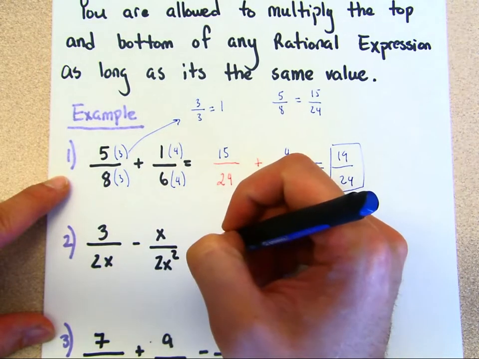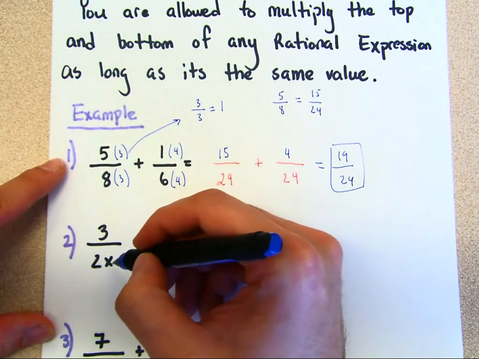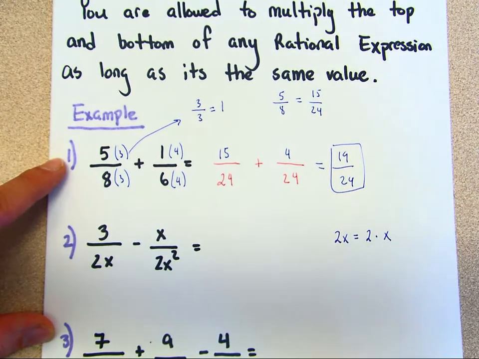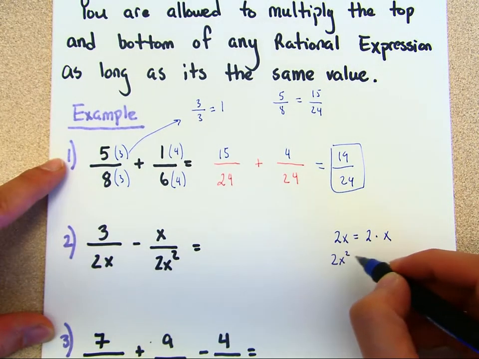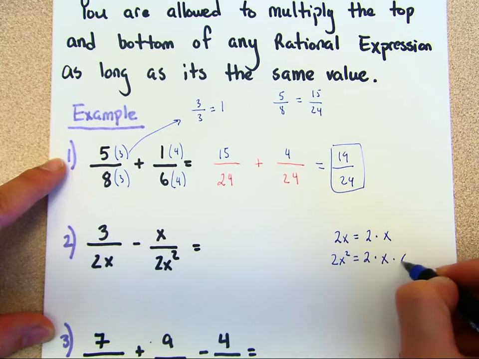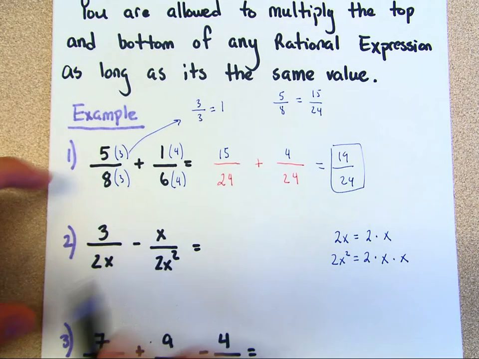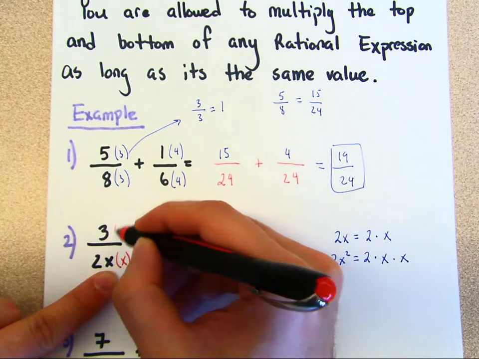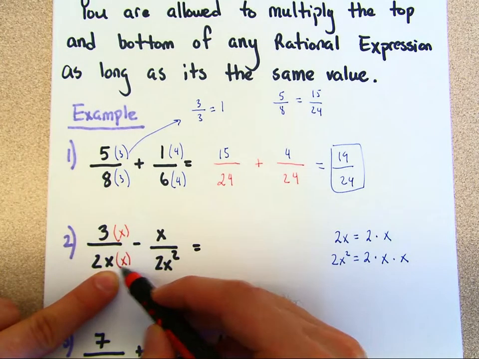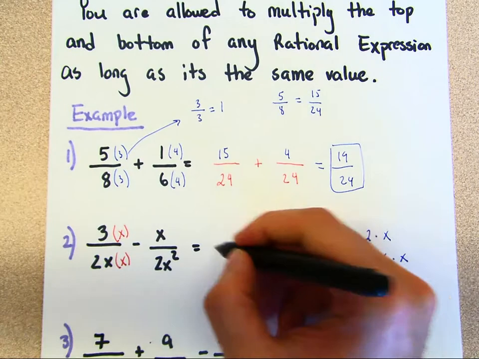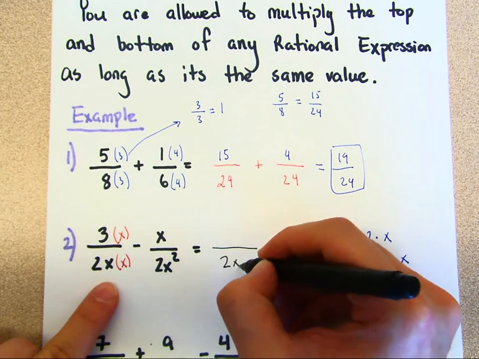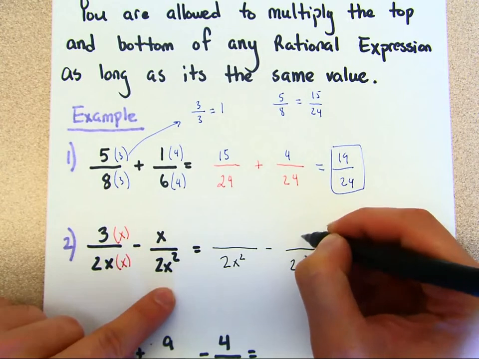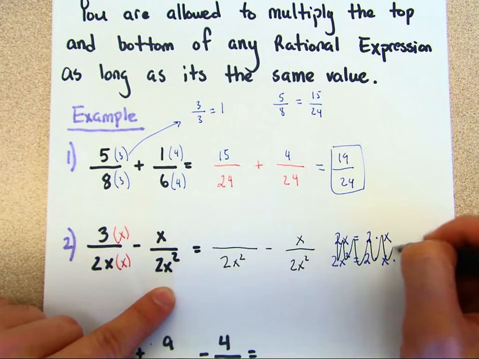And now if you want to see how it's done, notice that 2x is equal to 2 times x, and this 2x squared is equal to 2 times x times x. So you see here, what this is missing, this just needs an x. Because if I multiply an x to this, then this becomes 2x squared, and this x over 2x squared still stays the same, right?